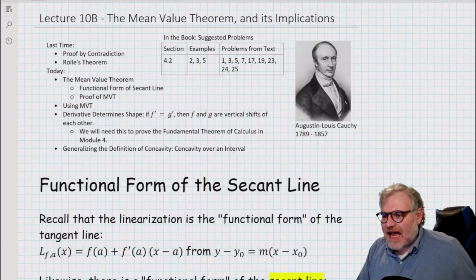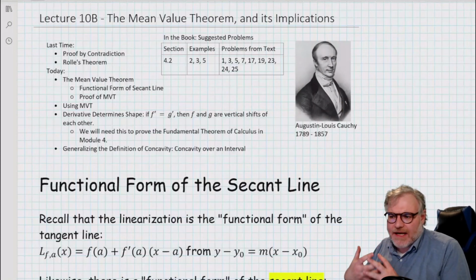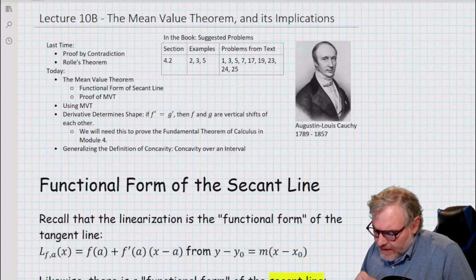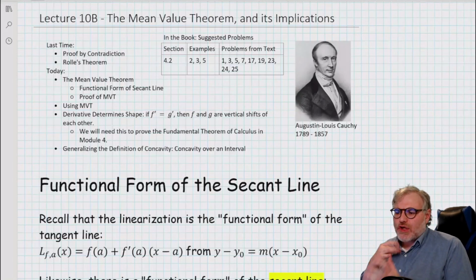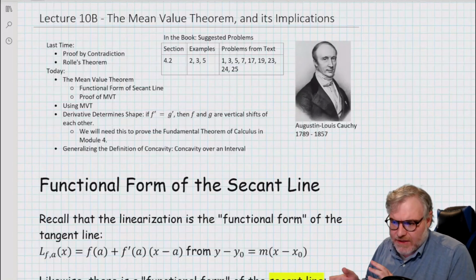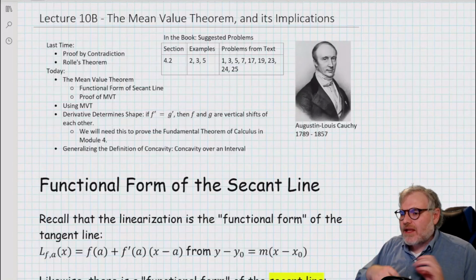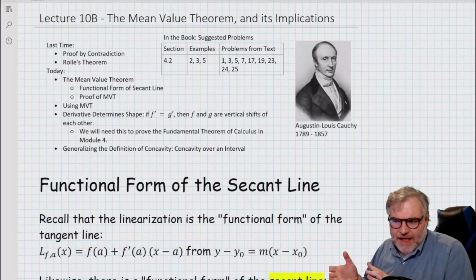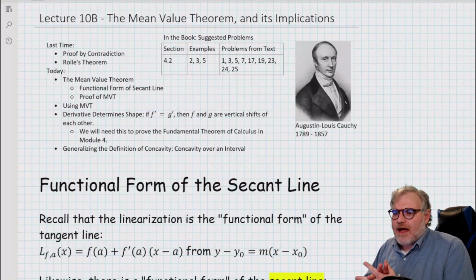So last time, remember that we talked about proof by contradiction and we did Rolle's theorem. Today, what we want to do is use Rolle's theorem to prove the mean value theorem. So we want to state what the mean value theorem is, that we stated at the end of last lecture. Then we want to prove the mean value theorem using Rolle's theorem.